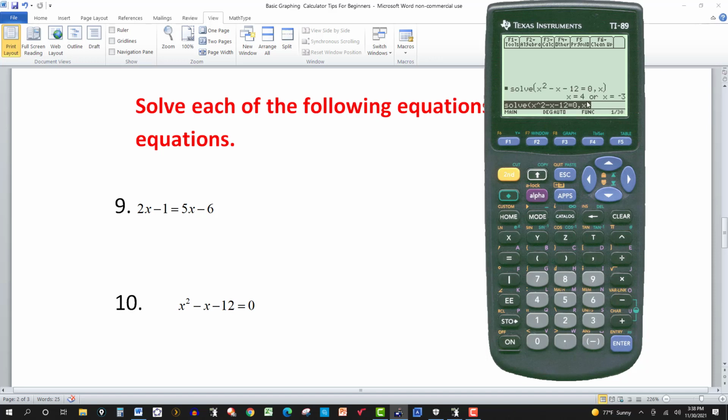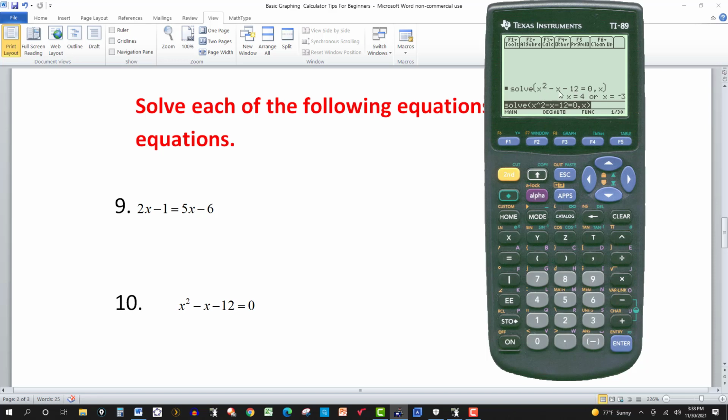And now I get the real solution for the one I was trying to work, x equal to 4 or x equal to negative 3. And you can see it checks. If you put a 4 where the x is, 4 squared is 16, and then minus a 4 is 12. Minus 12 gives me 0. You put a negative 3 there.